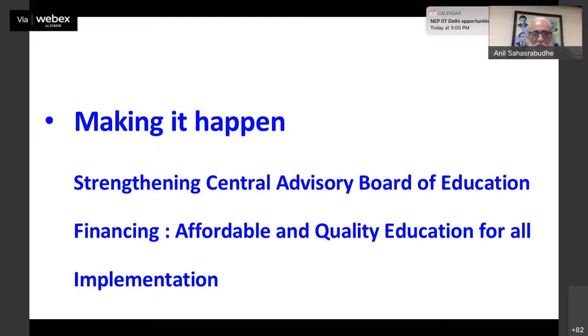And for making it happen, it talks about implementation strategy, financing, how education must have 6% of the GDP as budget provision, strengthening of the Central Advisory Board of Education from primary school to high school to higher education, and how all the societies, various elements get integrated. Parents, the students, our industry, society, the governance, government, everyone together. These are issues which one has to handle. So this was in a nutshell the policy.